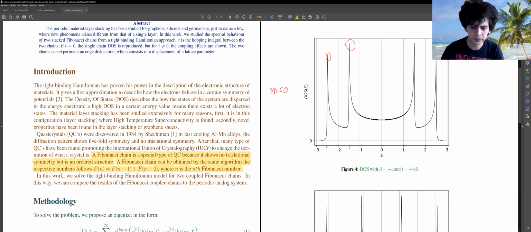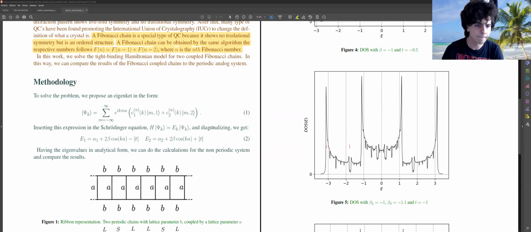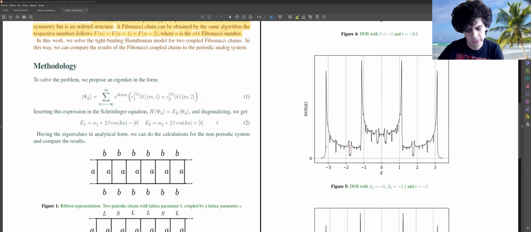In this work, we study the density of states of a Fibonacci chain. First, we study the model of two coupled periodic chains, like, for example, the one shown in figure 1, and we compare it to the Fibonacci results. We do this for two reasons.